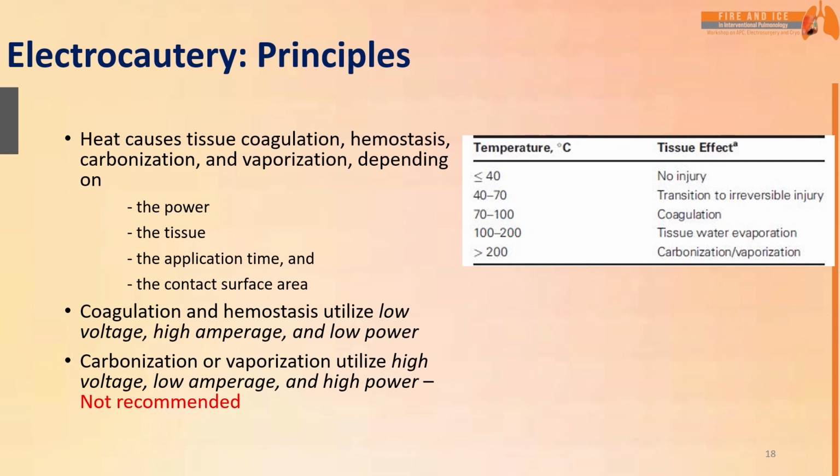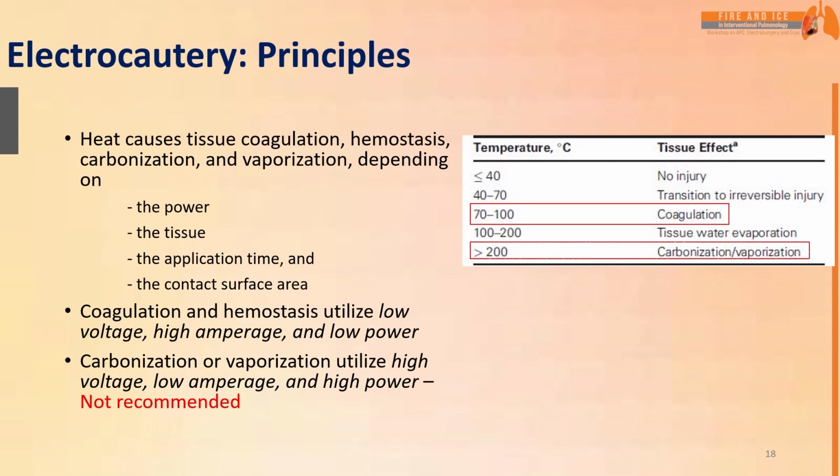The type of tissue we are dealing with, the application time, and the contact surface area matter. If there is no tissue resistance, current will pass, there will be no heat production, and there will be no effect of electrocautery. Coagulation and hemostasis utilize low voltage, high amperage, and low power setting. And carbonization and vaporization use high voltage, low amperage, and high power setting.